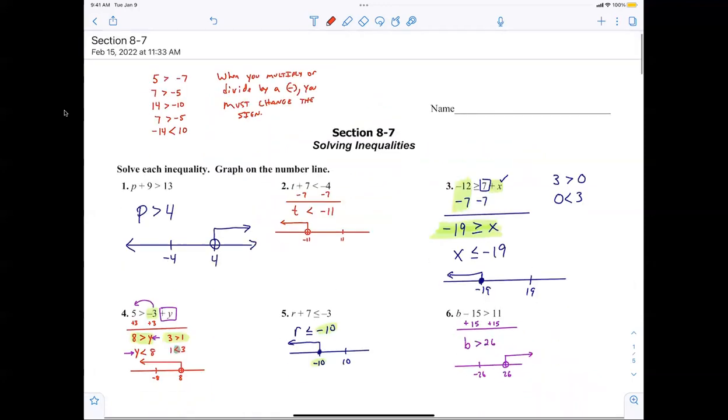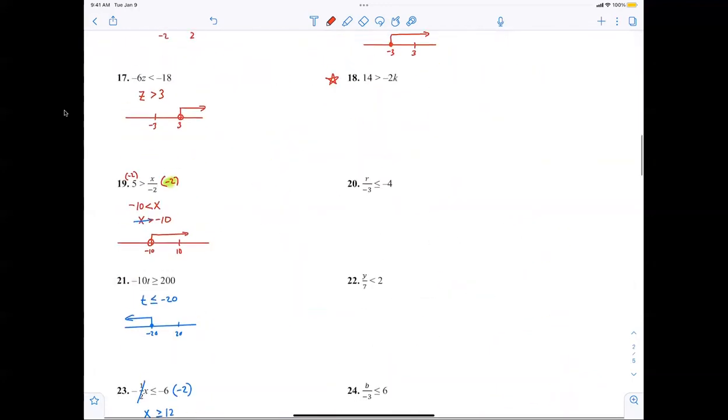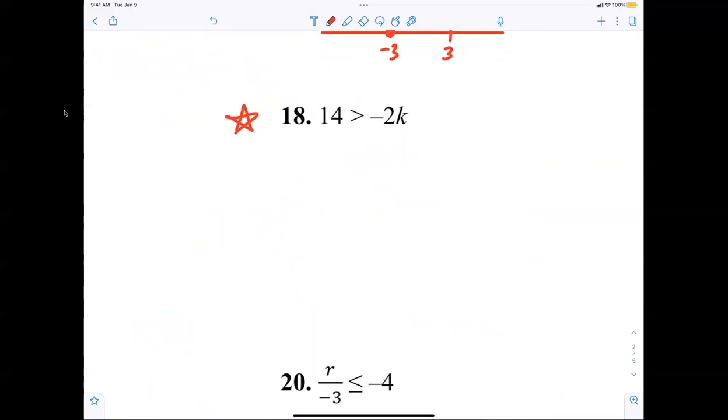All right, so with that being said, I'm jumping back down now to number 18. Charlotte, tell me what I'm going to do. Yes, divide by -2. So I'm going to divide by -2, divide by -2. So that becomes -7. When I divide by a negative, I must flip the sign, less than K, just like that. That's what you have to write down.